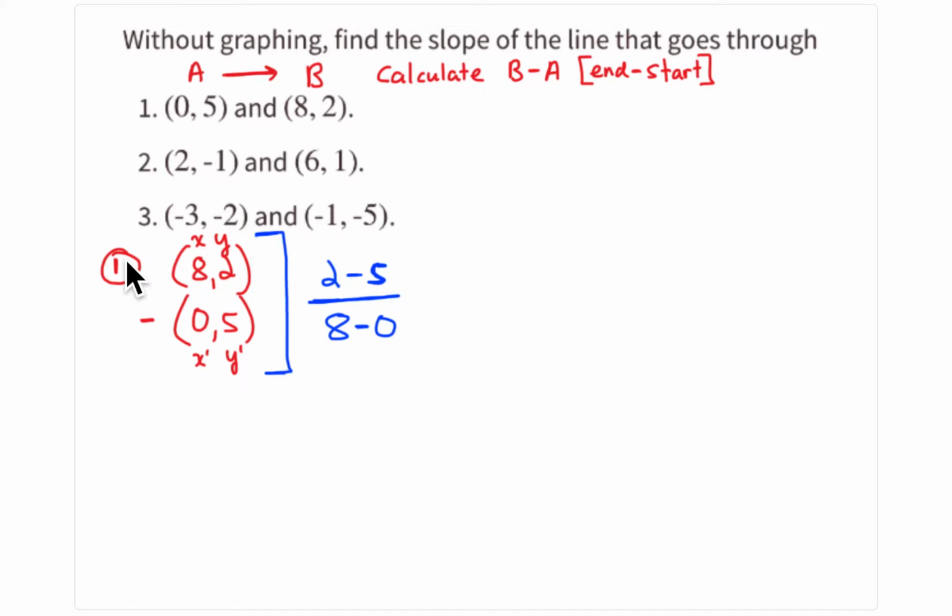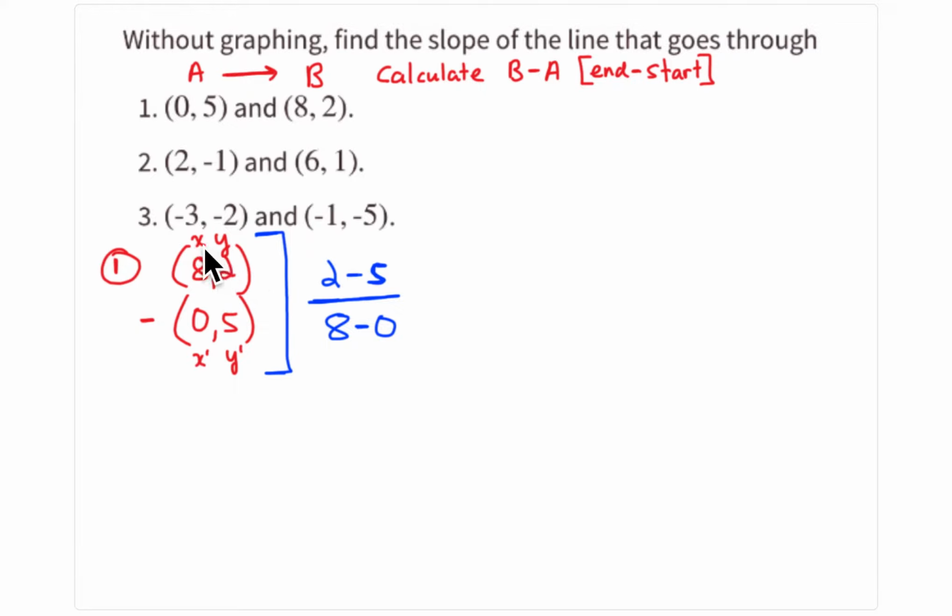All right, so number 1, you're going to start at (0, 5) and end at (8, 2). So that means you're going to take (0, 5) and subtract that from (8, 2). Now this really isn't a proper way to write out the mathematics. This is just to remind me, in this case, of what I'm subtracting and how I'm setting this up.